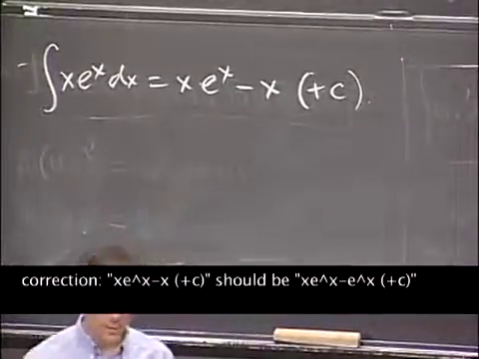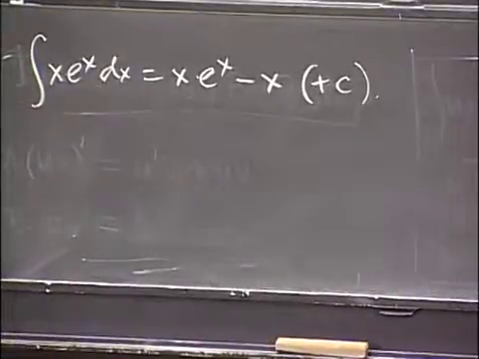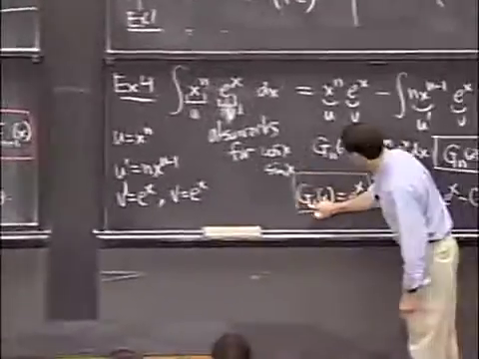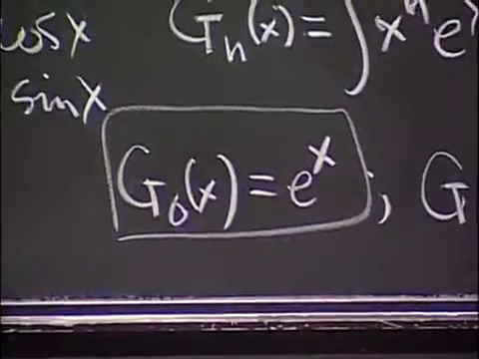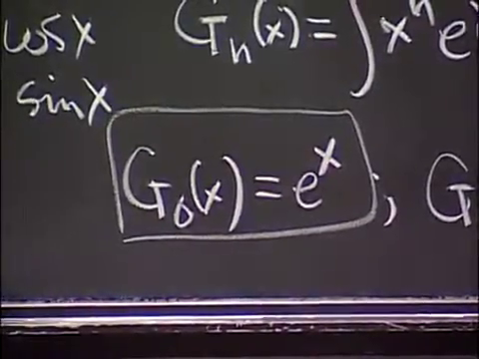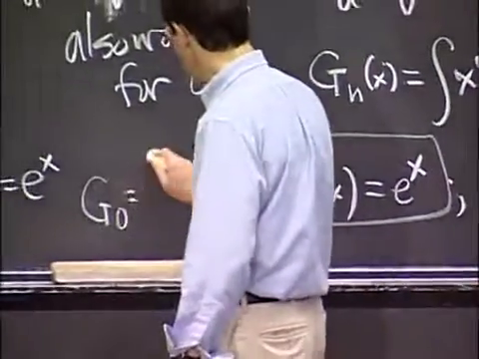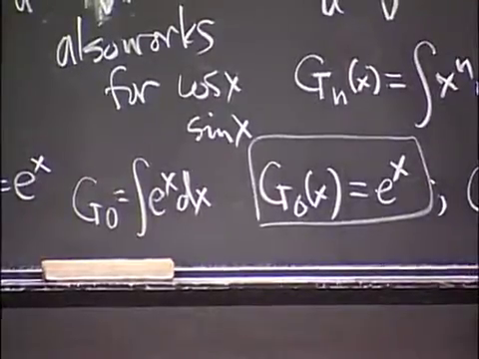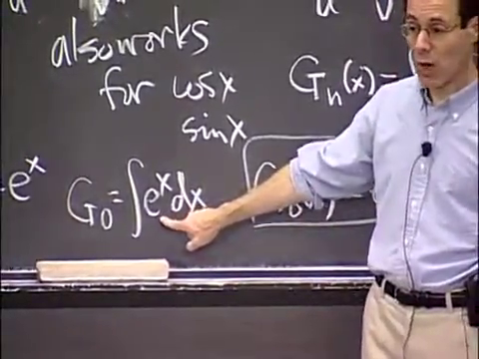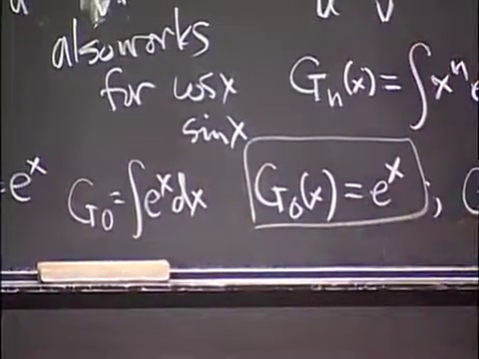Yeah, question? The question is, why is this statement true? Why is g_0 equal to e to the x? I did that in my head. What I did was I first wrote down the formula for g_0, which was g_0 is equal to the integral of e to the x dx, because there's an x to the 0 power in there, which is just 1. And then I know the antiderivative of e to the x. It's e to the x.